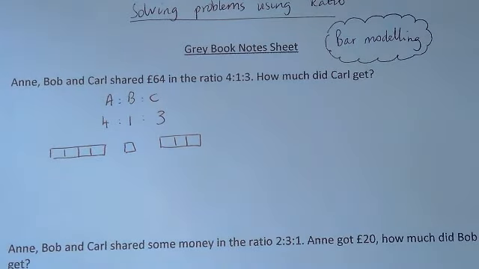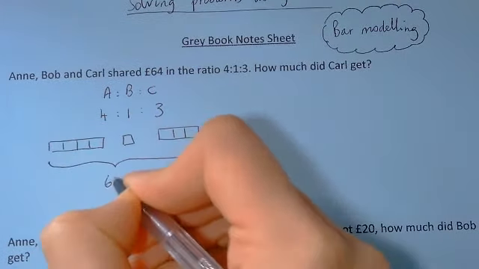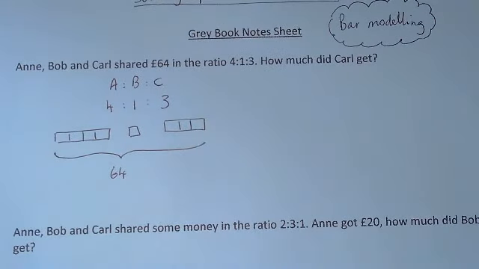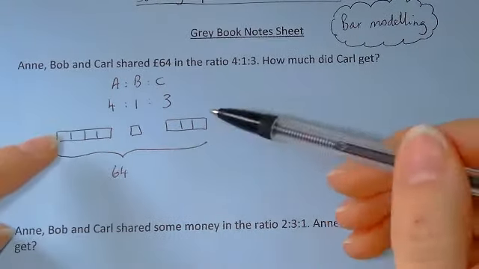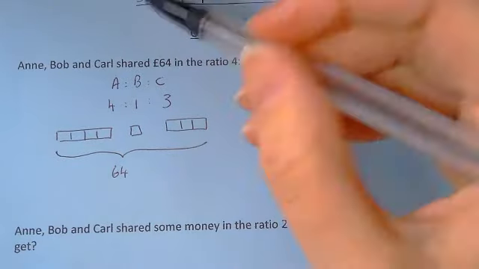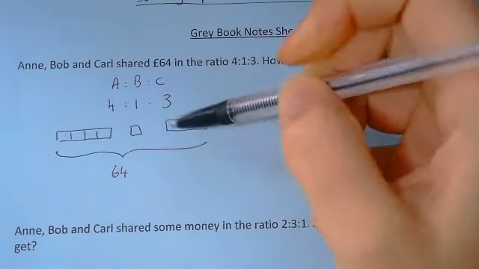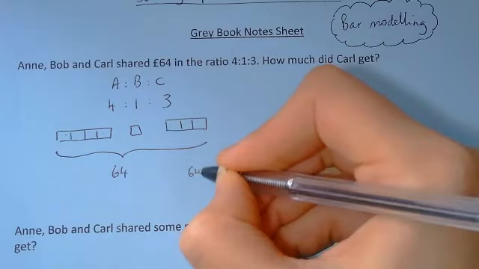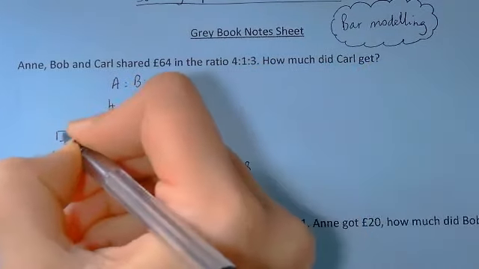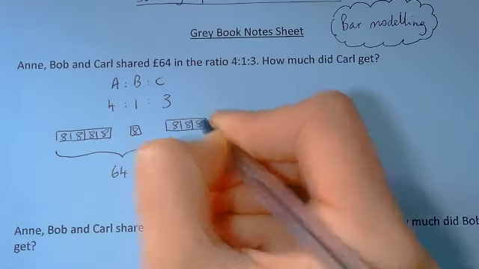Right, so they shared £64. In total, they've got £64 that they're sharing out. That's what the question says, doesn't it? It says they shared £64. So all three of these people shared £64. Just like we did last time, let's work out what each of these bars is worth. So 1, 2, 3, 4, 5, 6, 7, 8. There's 8 of them, and I've got £64. So I need to share my 64 between 8, which gives me 8. So each of these bars is going to be worth 8.